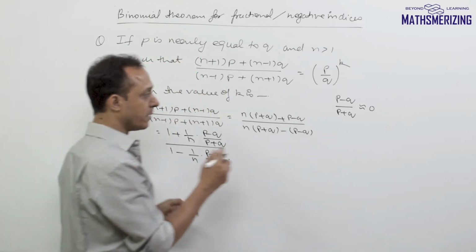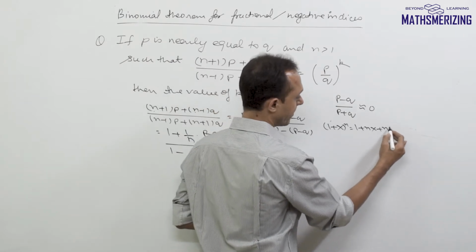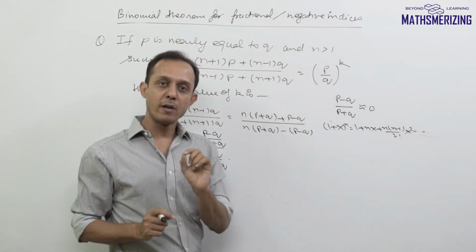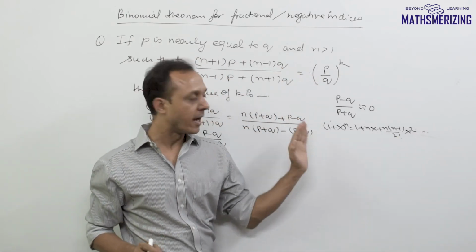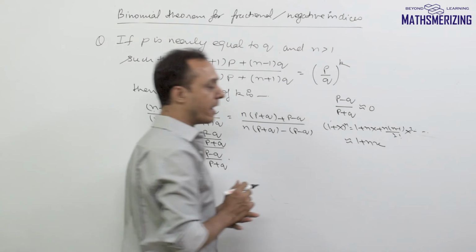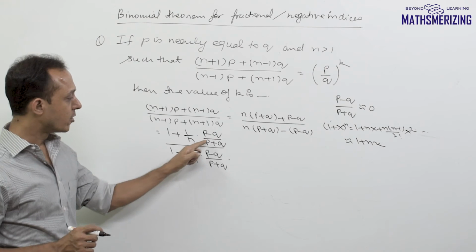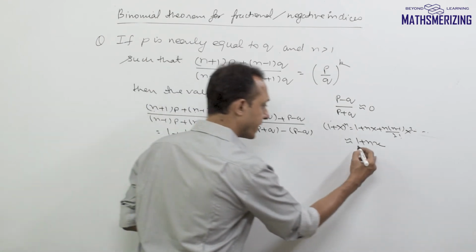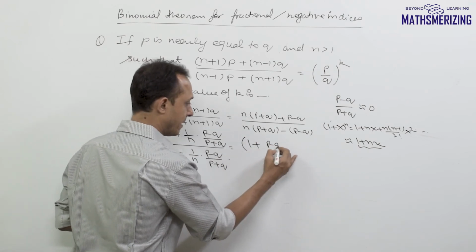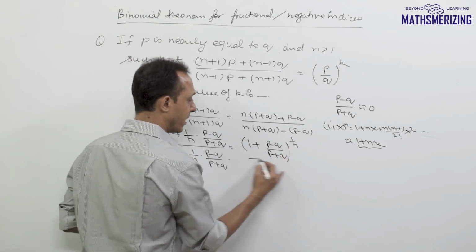So I know that in the binomial expansion of (1+x)^n, we get 1 + nx + n(n-1)/2! x squared and so on. Now if x is very small, then I can discard the higher powers of x, so I can simply approximate it as 1 + nx. When I look at this form, 1 plus (1/n)(p-q)/(p+q), I know it is an approximation of 1 + nx. So I can simply write it as (1 + (p-q)/(p+q)) to the power 1/n.